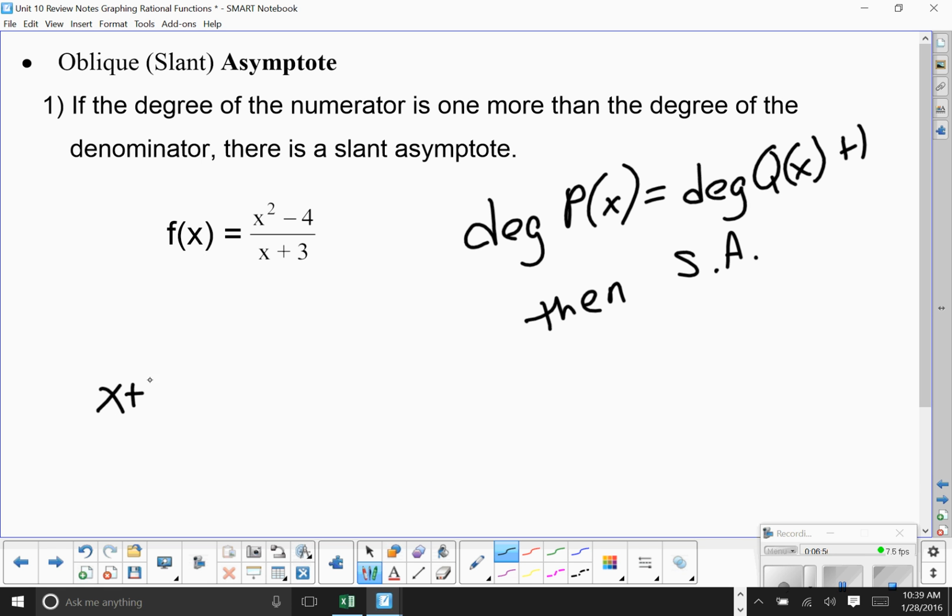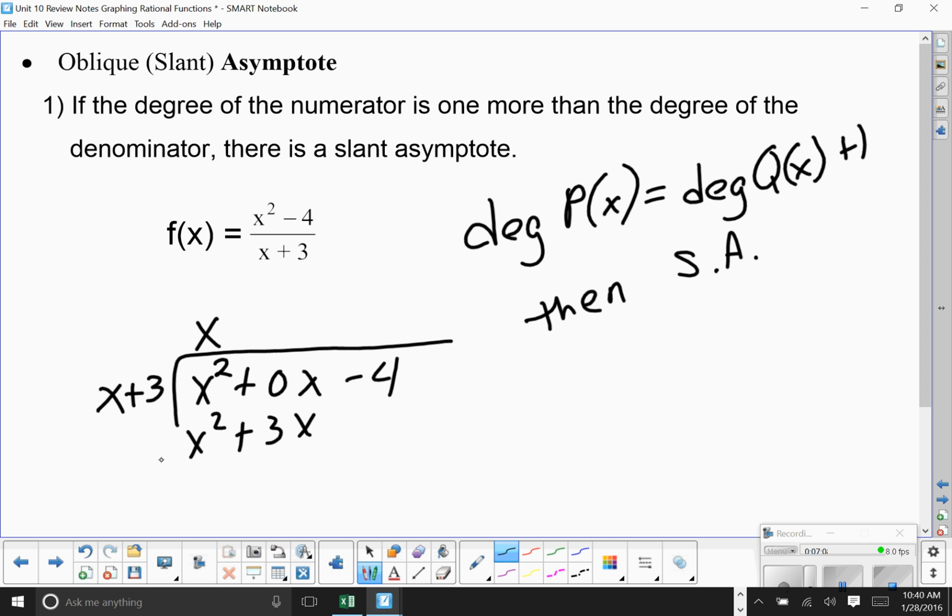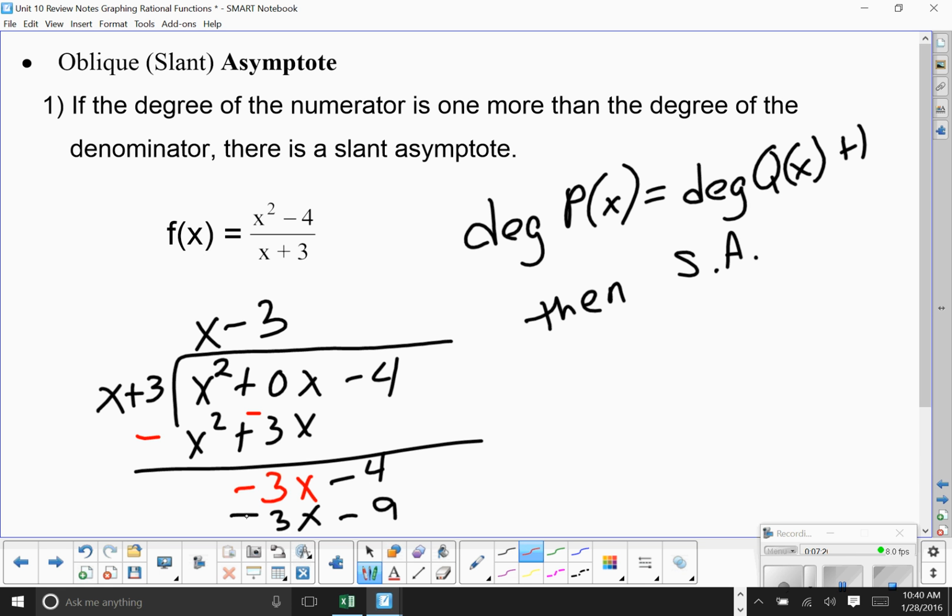x plus 3 will go into x squared plus 0x minus 4. This will be x squared plus 3x. Do your subtraction. Minus 3x. x will go into negative 3x minus 3 times. Minus 3x minus 9. Forgot to bring down the minus 4. Go through and subtract. I don't care about the remainder, so I can stop there. y equals x minus 3 is the slant asymptote.